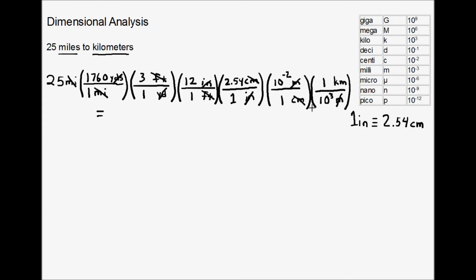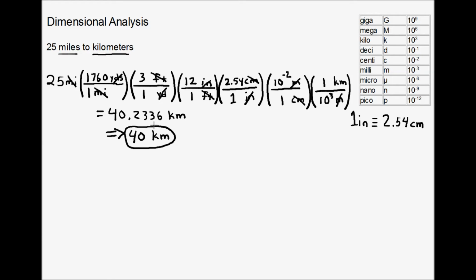Noting all these are conversion factor definitions. They don't control significant figures. I start off with 2. I need to end with 2. So, 25 times 1760 divided by 1 times 3 divided by 1 times 12 divided by 1 times 2.54 divided by 1 times 1, or times 10 to the negative 2, excuse me, divided by 1 times 1 divided by 10 to the third. And doing all that out, I end up with a number, according to the calculator, of 40.2336 kilometers. However, I only need 2 significant figures, so that this gets reported then as 40 kilometers. And that then is my answer.